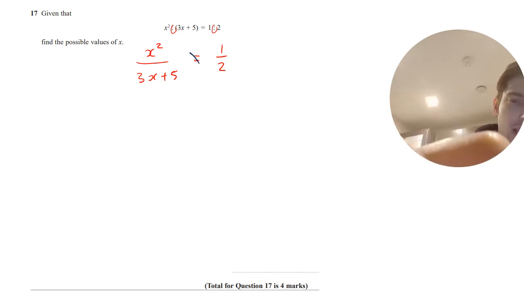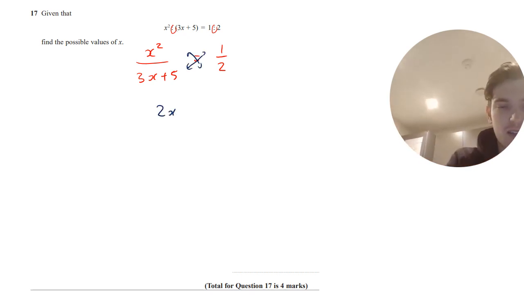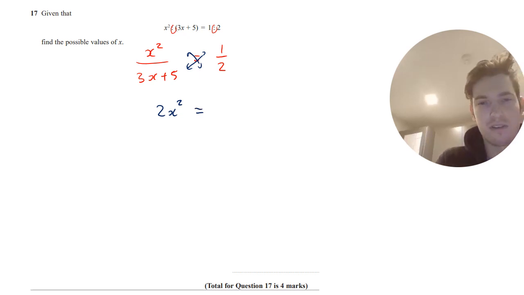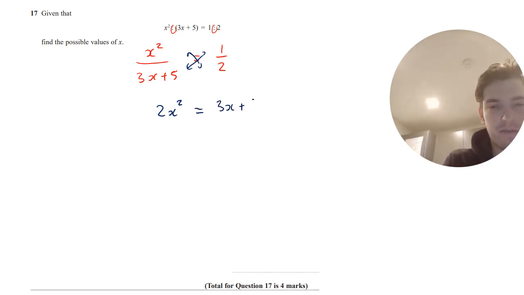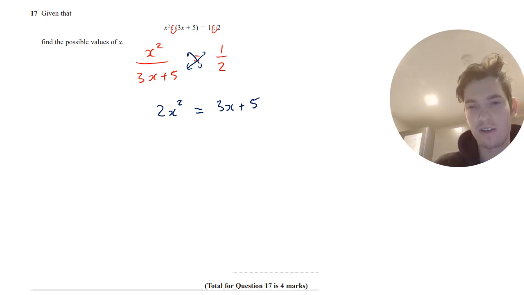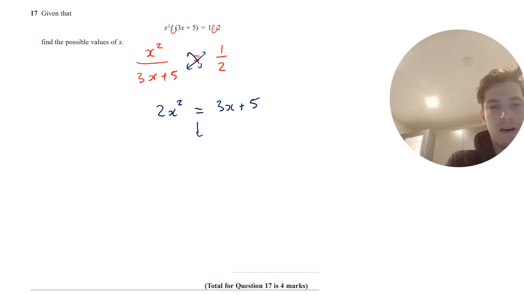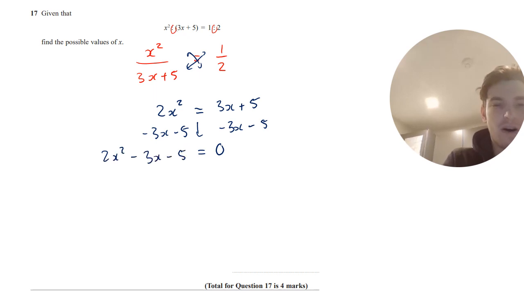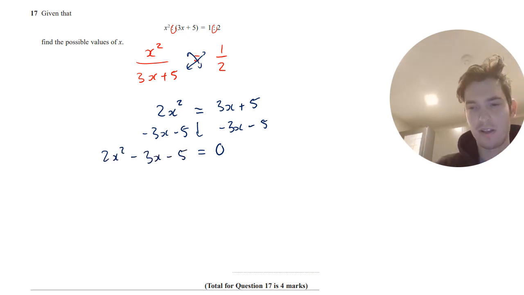So cross multiplying here, 2 times x squared gives me 2x squared equals 1 times 3x plus 5 is just 3x plus 5. So this is a quadratic equation. Let's minus 3x and minus 5 on both sides. We've done a lot of this recently. Make everything equal to 0. And now I need to factorize. How do I do this?